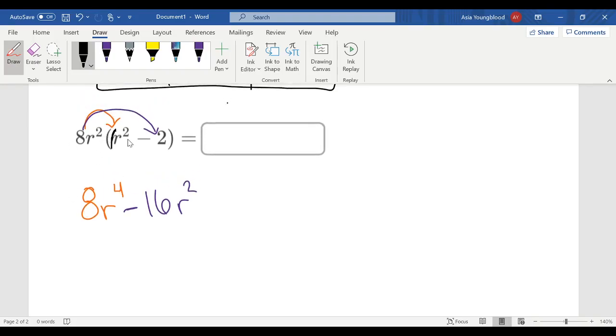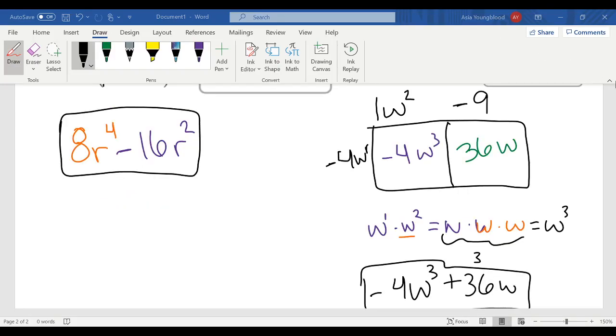R squared times r squared gets us r to the 4th because 2 plus 2 is 4. 8 times -2 gets us -16. And then the r squared just comes down because there's nothing to combine with it. So that's why this is our final answer: 8r to the 4th power minus 16r to the 2nd power, or r squared. So we're going to go ahead and type that in.